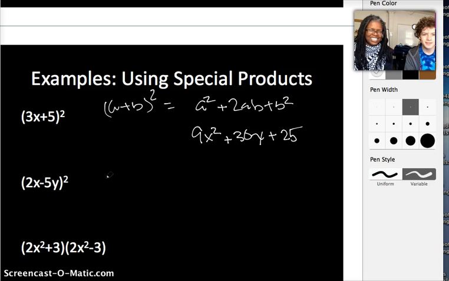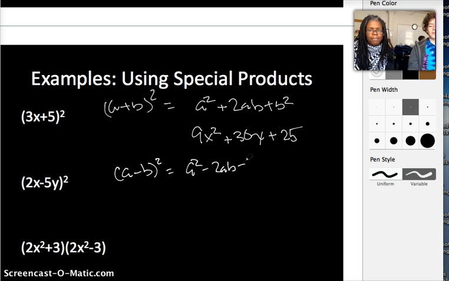I know, fun. All right, so we have 2x minus 5y quantity squared. Oh, I don't know why I'm rewriting that. I'm going to take that off. I guess I should have you tell me. Well, let me tell you what the rule was. Our rule was A minus B quantity squared, and you remember it was A squared minus 2AB plus B squared.